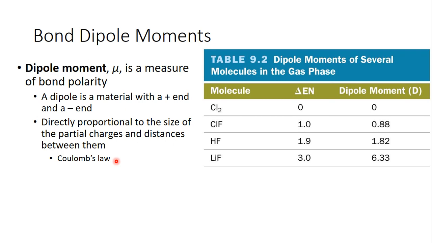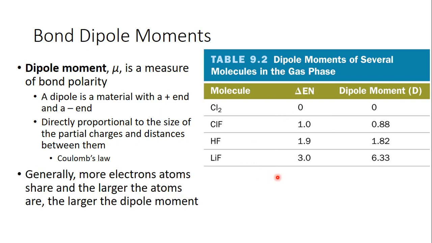With polarities, you can have what's called a dipole moment. A dipole moment is just a bond or any material with a positive end and a negative end, and it's proportional to the differences in charge. So basically, the bigger the difference in electronegativity, the bigger the dipole moment. That's all that means: if you have a big difference in your electronegativities, you're going to have a big dipole moment.